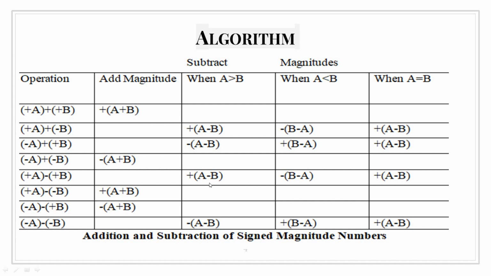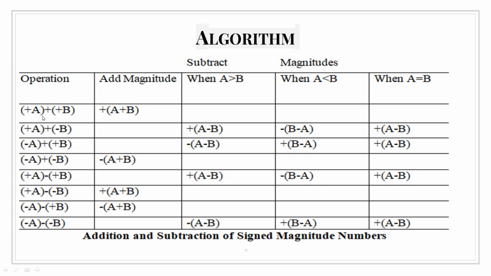This is the algorithm for addition and subtraction of signed magnitude numbers. Here we have 4 addition operations and 4 subtraction operations. If both the signs are the same, we go for add magnitude. There is no comparison. If the signs are different, we go for subtract magnitudes. There we have to compare when A is greater than B, when A is less than B, and when A is equal to B. If A is equal to B, B is subtracted from A and the result is plus 0.